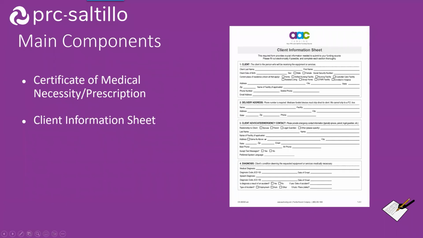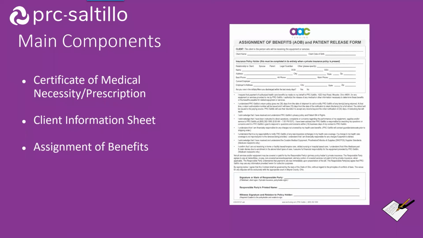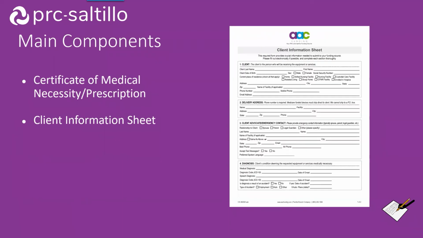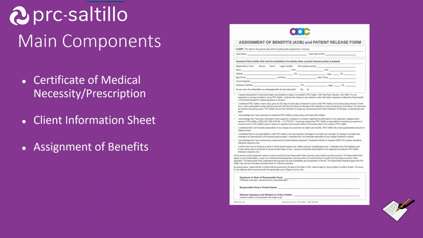Moving along, the other main pieces that you'll need are the client information sheet. So this just gives us that basic information about where to send that device, any insurance information, contact information, diagnosis. And then page 2, do we have page 2? Oh, there is a page 2 to the client information sheet. If you're doing the AAC funding website, though, you might not even see that. It would all be filled out automatically when you're submitting your evaluation.